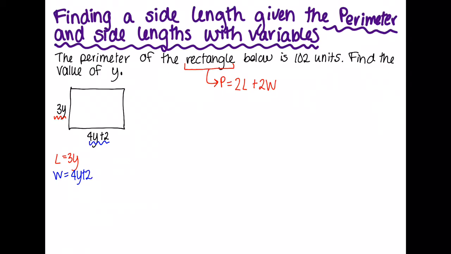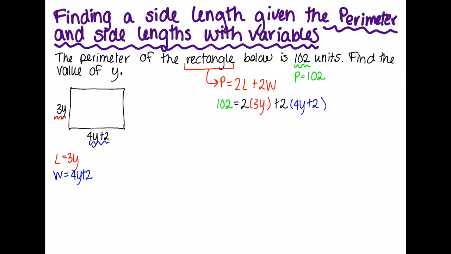And the problem says the perimeter of the rectangle is 102 units. So the perimeter is equal to 102. So we have L, we have P, and we have W. We're trying to solve for y, which is a variable used in the lengths and the widths. So we're just going to plug these all in to the perimeter formula. So perimeter is 102 equals 2 times, we said the length was 3y, plus 2 times, and we said the width was 4y plus 2.